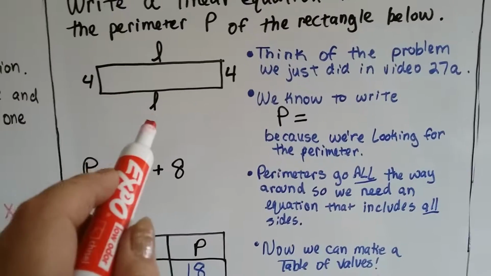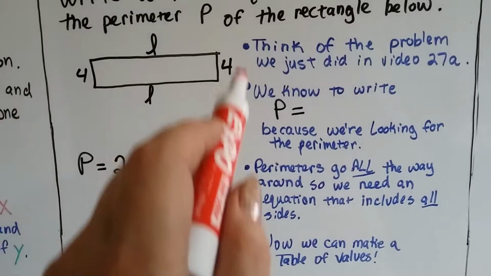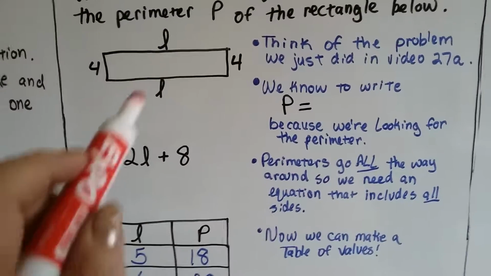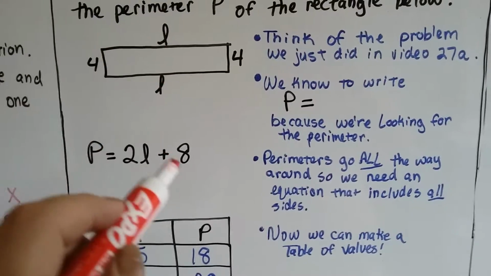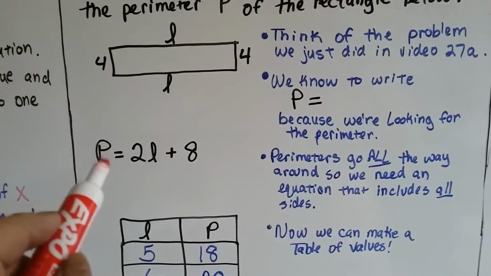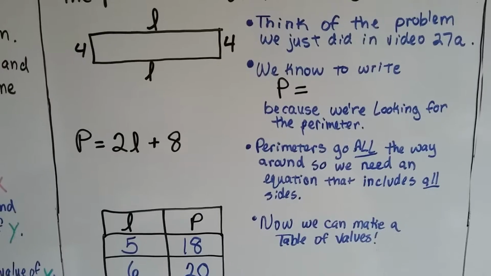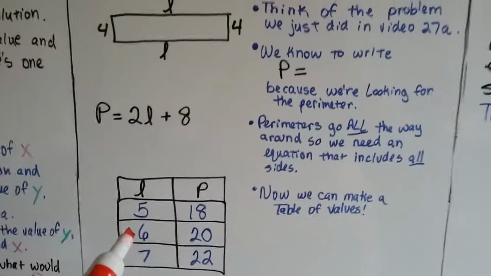So now we need an equation that includes every single one of these sides. So we end up with 2L plus 8 is going to equal the P, isn't it? Now we can make a table of values.